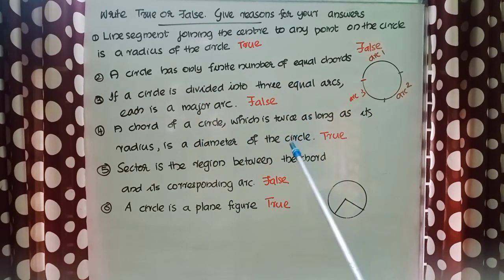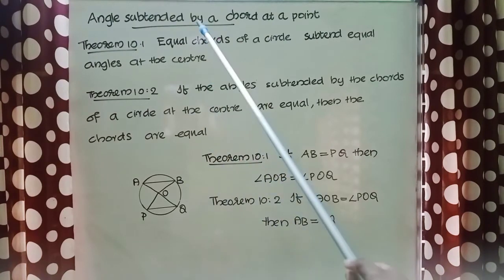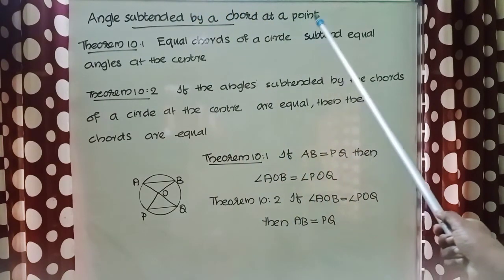Next, a chord of a circle which is twice as long as its radius is the diameter of the circle. We know it is true because diameter is 2 times its radius. Sector is a region between the chord and its corresponding arc. It is false because sector is the region between radii and arc. A circle is a plane figure. It is true.